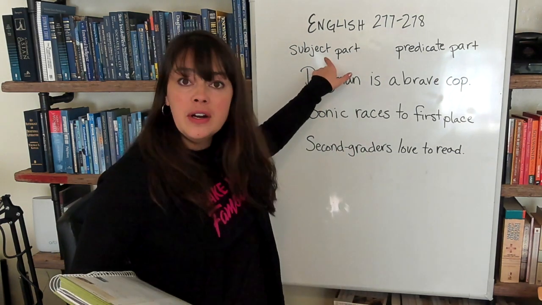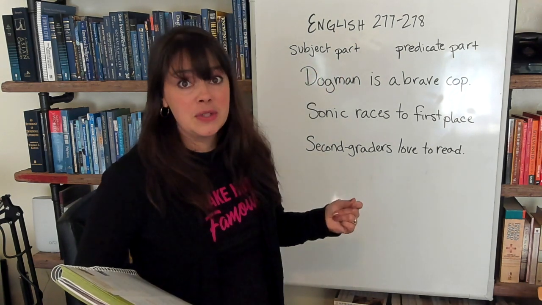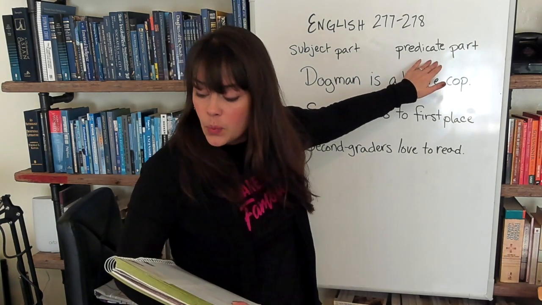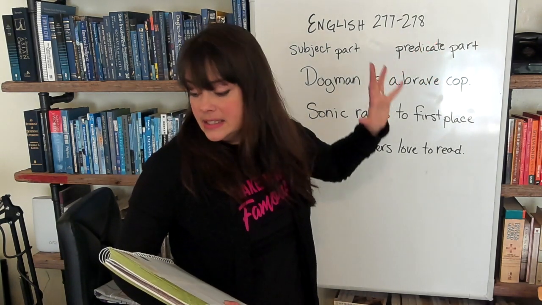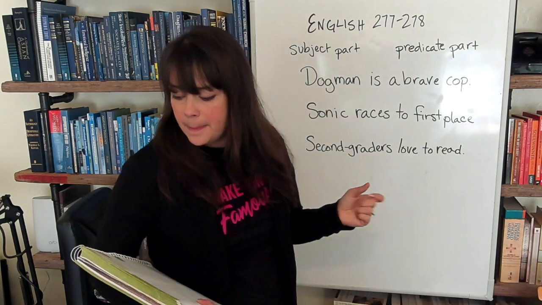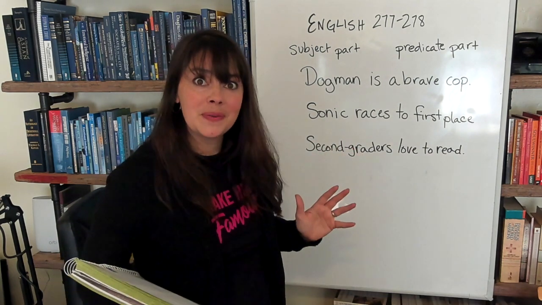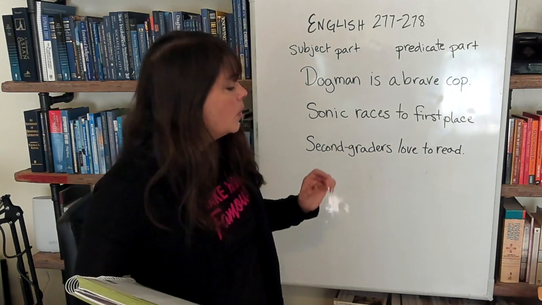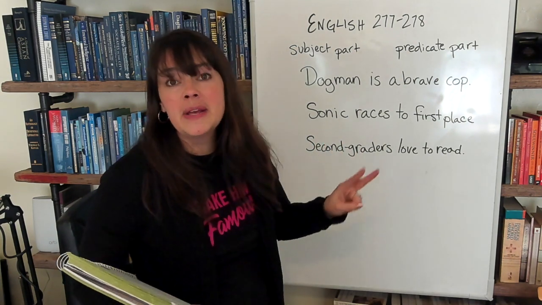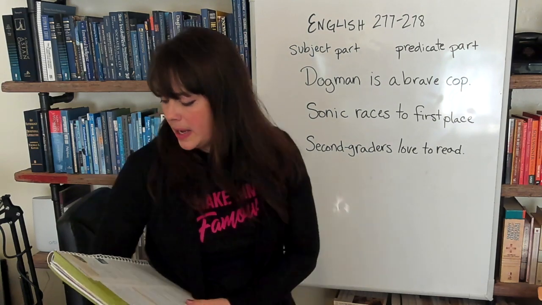The subject part of a sentence tells who or what the sentence is about, all right? The predicate part tells what the subject does or what the subject is. The main word in the predicate part is the verb, the action word. Okay, we've done a lot of work with all the different nouns, or a person, place, or a thing. A verb is an action word, or it can be a helping verb or a linking verb, right?